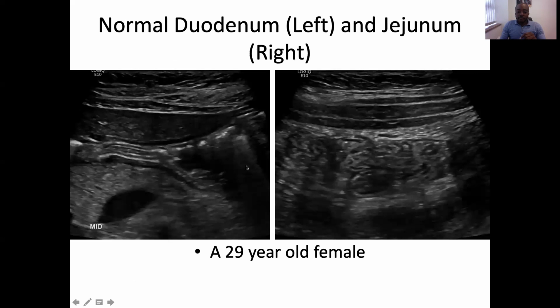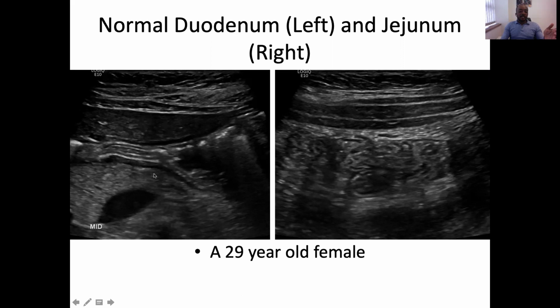So here we have a 29-year-old female patient with normal appearance of the duodenum and the jejunum. So this is the distal stomach slash pyloric antrum, that then leads towards the first part of the duodenum. You can see the wall of the distal part of the stomach slash pylorus there, and then also the duodenum there.